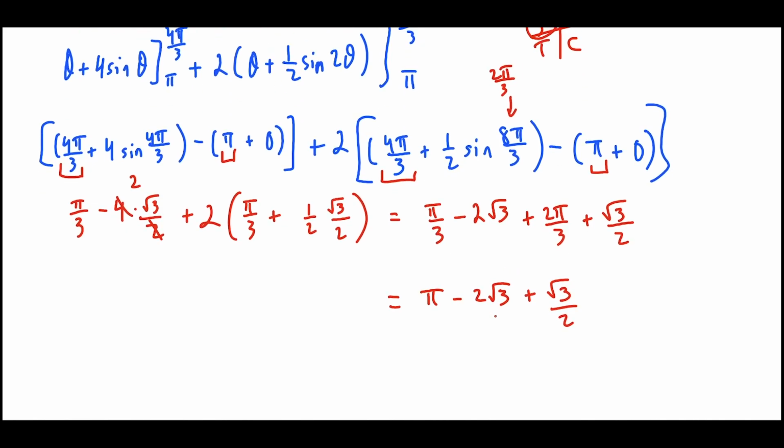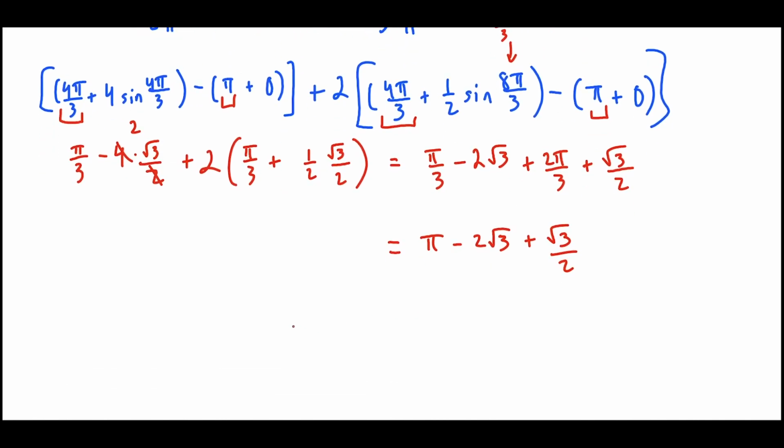So if you wanted to clean this answer up even more, what we could say here is that this is equal to pi minus 4 radical 3 over 2, multiplying top and bottom by 2, plus 1 radical 3 over 2. And then this would be pi, and we'd have minus 3 radical 3 over 2 as a single term here. So this is another way of writing our final answer. Verify that we get the same decimal value typing this in as we did before.